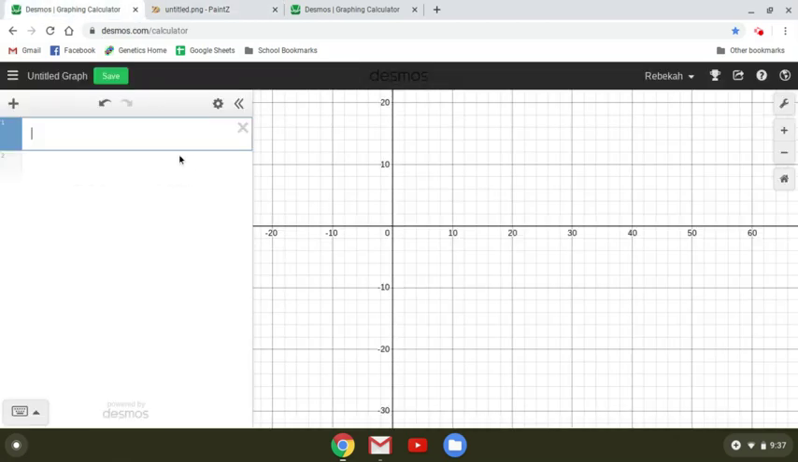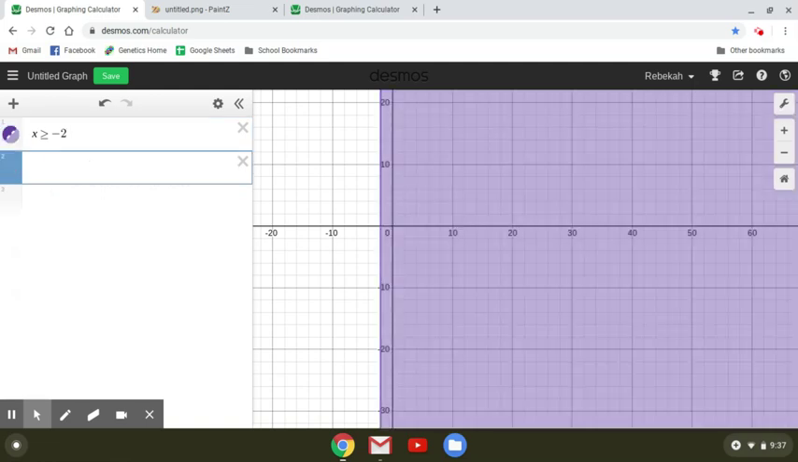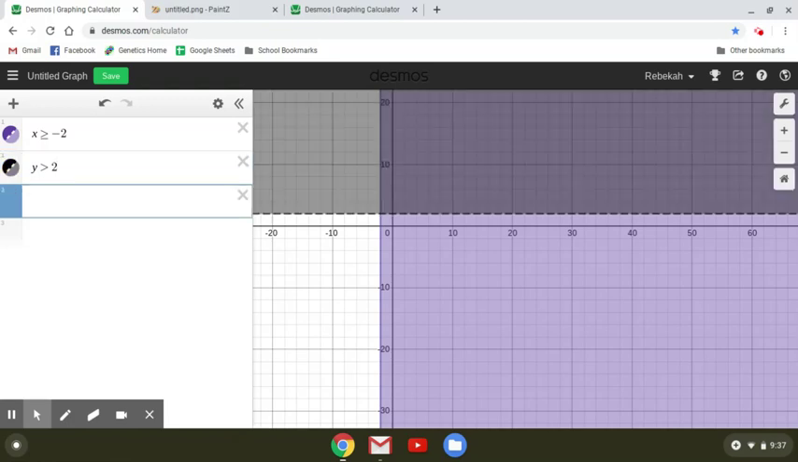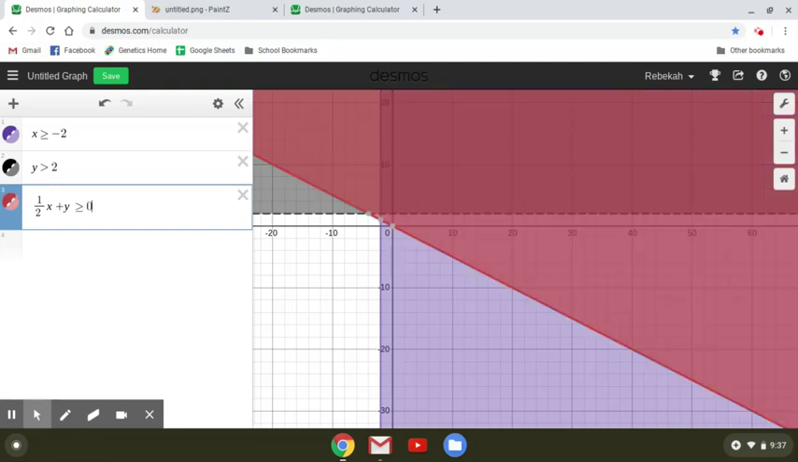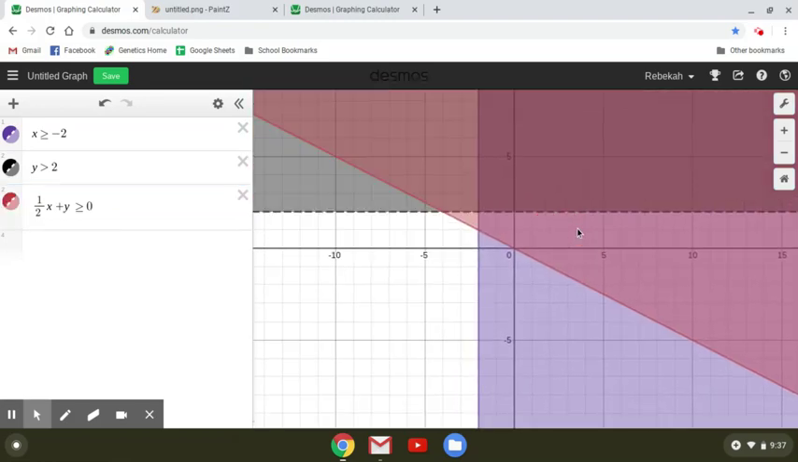So let's go over here. Let's graph it. x is greater than or equal to -2. We have y is greater than 2. And then we have 1/2 x plus y is greater than or equal to 0. Wow, I don't know about you, but my graph looks very different compared to what their graph does, right?